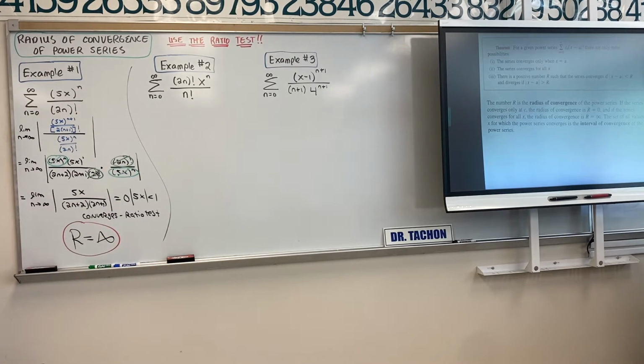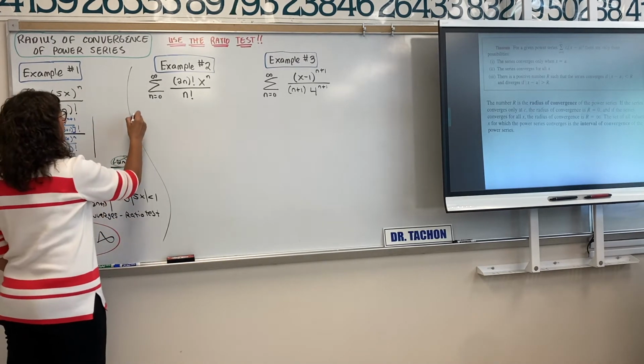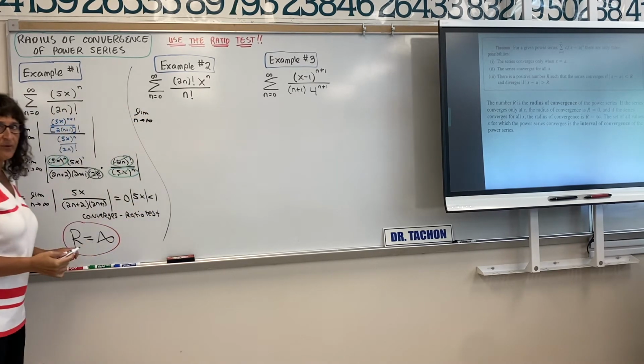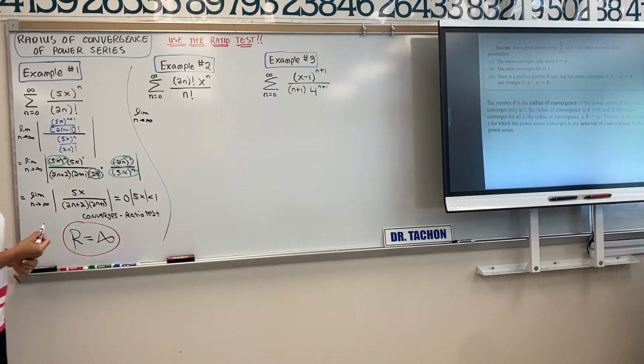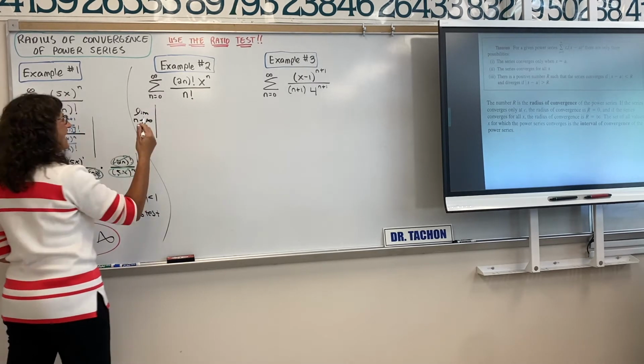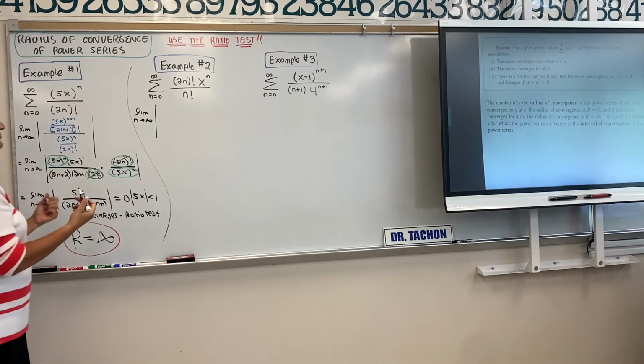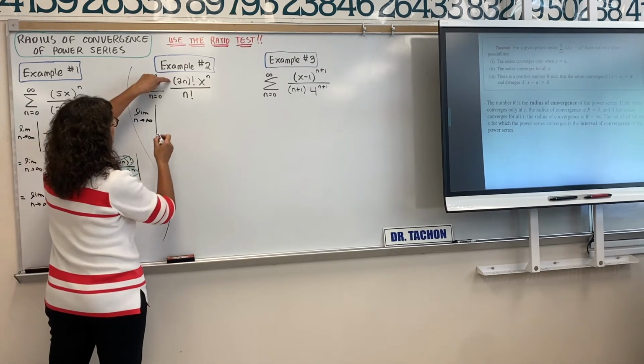All right, let's take a look at example number 2. We are going to use the ratio test. Example number 2, let's use the ratio test and see what happens with our power series. So I'm going to take the n plus 1th term and multiply it by the reciprocal of the nth term, okay? So the n plus 1 term, what do I have here?